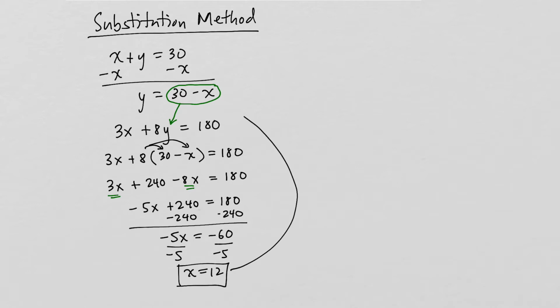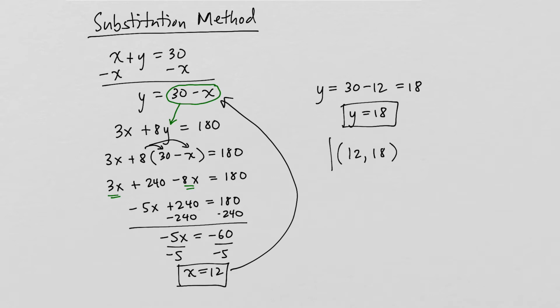And now that I know x equals 12, I can substitute that back into the original substitution to get y equals 30 minus 12, which is 18. And this gives us the solution 12, 18. And you'll notice that that's the same solution we got before.